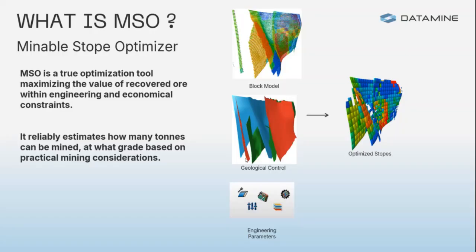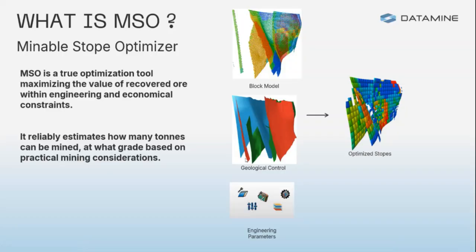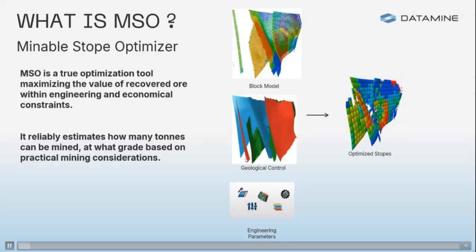What is MSO? Minable Stope Optimizer. MSO is a true optimization tool, maximizing the value of recovered ore within engineering and economical constraints. It reliably estimates how many tons can be mined at what grade based on practical mining considerations. The right-hand side diagrams illustrate that. The key input, as you can see, is the block model, and then you have your constraints to get the optimized stope shapes.